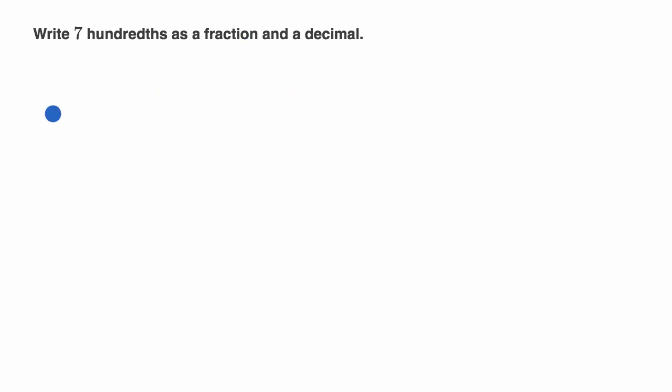So what is going to be the denominator of our fraction if they're saying 7/100ths? And the way I'm saying it is a little bit of a hint. 7/100ths. Well, I think you got the picture. We're dealing with hundredths, so our denominator is going to be 100. And then how many hundredths do we have? Well, we have 7 of them.